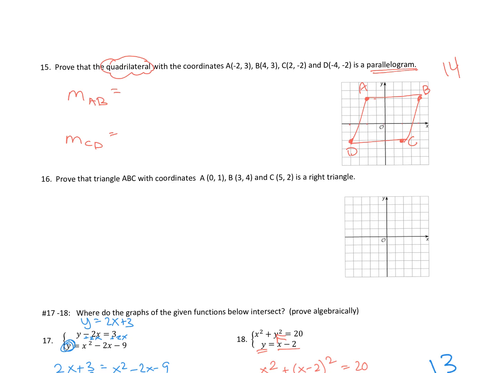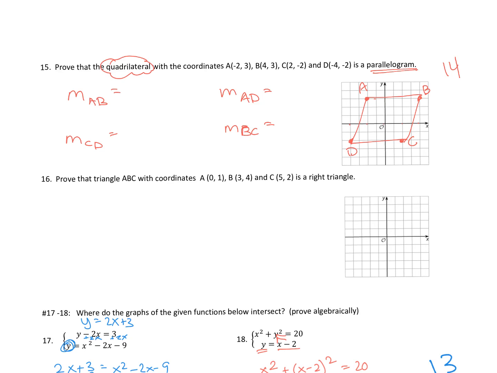I can also clearly see that AD and BC are opposite sides. I'm going to find the slope of AD, and I'm going to find the slope of BC, and I'm going to show that they're equal to each other. And then I will have shown that opposite sides have the same slope. That means opposite sides are parallel. In other words, it would be a parallelogram.